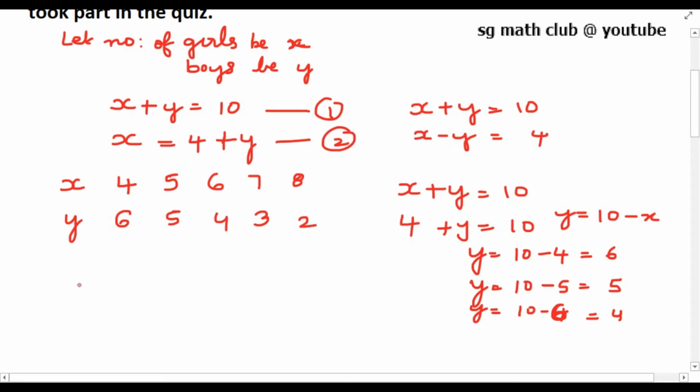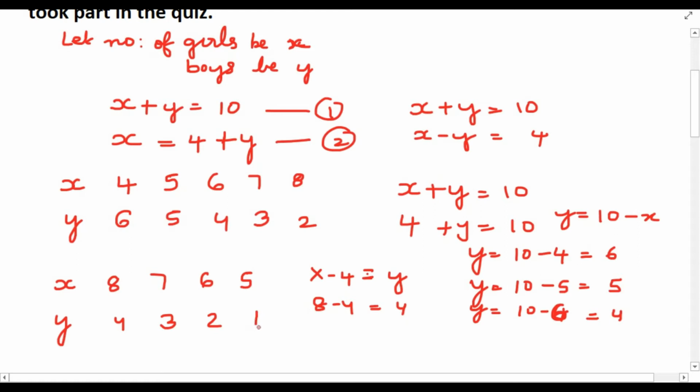Now we will take the second equation. Second equation is x minus y equal to 4, or I can write x minus 4 equal to y. So I am giving the values for x. If I am giving 8 for x, 8 minus 4 is equal to 4. If I am giving 7, 7 minus 4 is 3. If I am giving 6, 6 minus 4 is 2. If I am giving 5, 5 minus 4 is 1. Now let us plot these points in the graph paper.